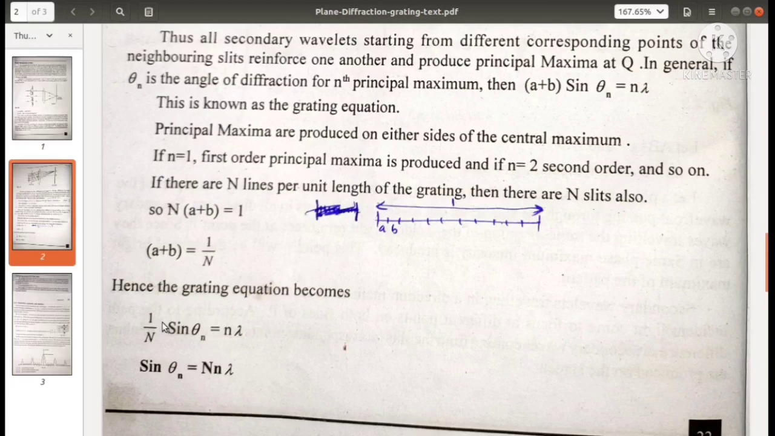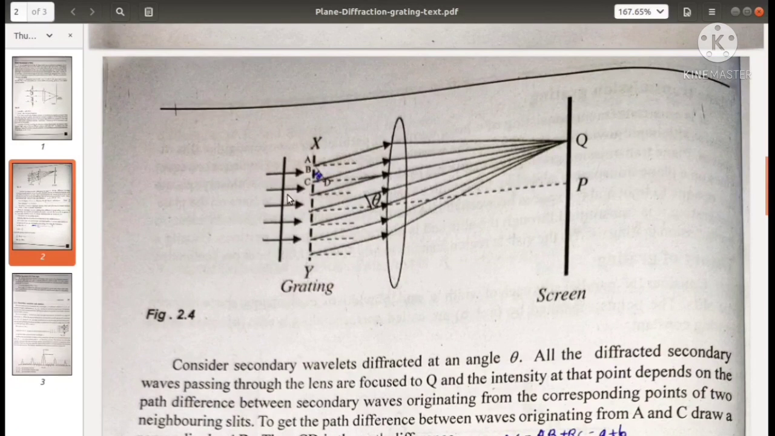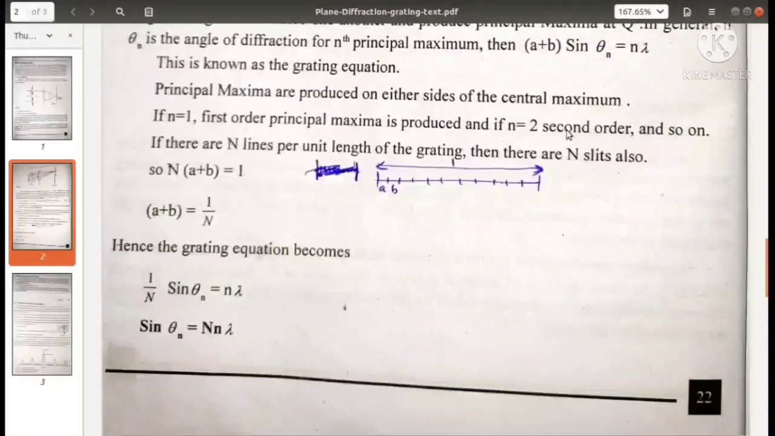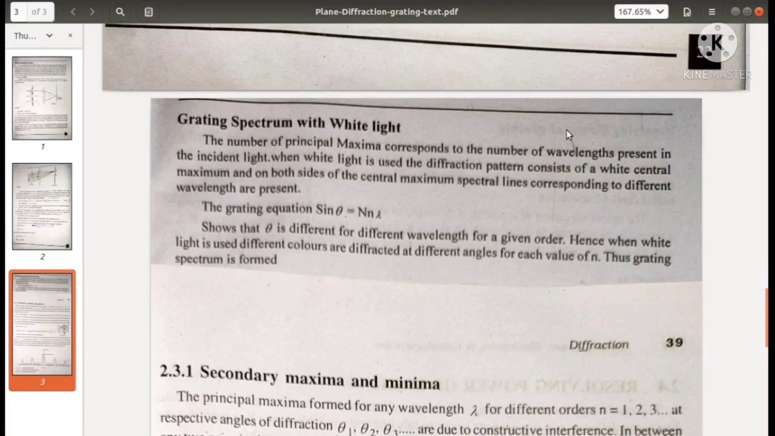So what we'll get on the screen is, if you are using the grating, which is an arrangement of a large number of rectangular slits, and a source of light, we will get a central bright point at the center, and first order maxima, second order maxima on either side of the central bright point. Okay, so this is about grating, the theory of grating.